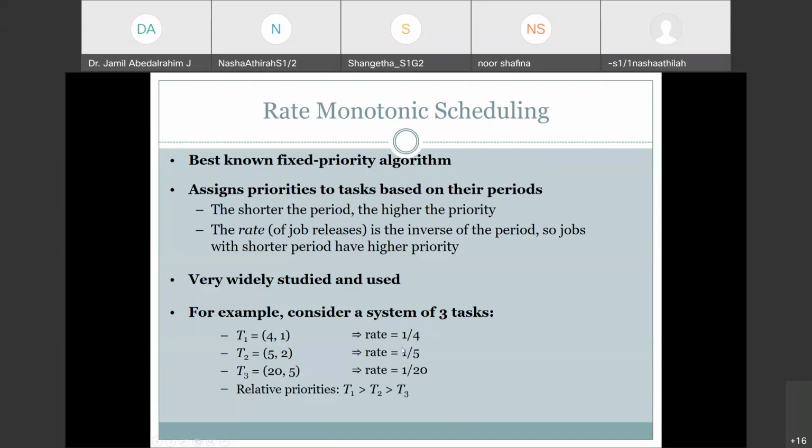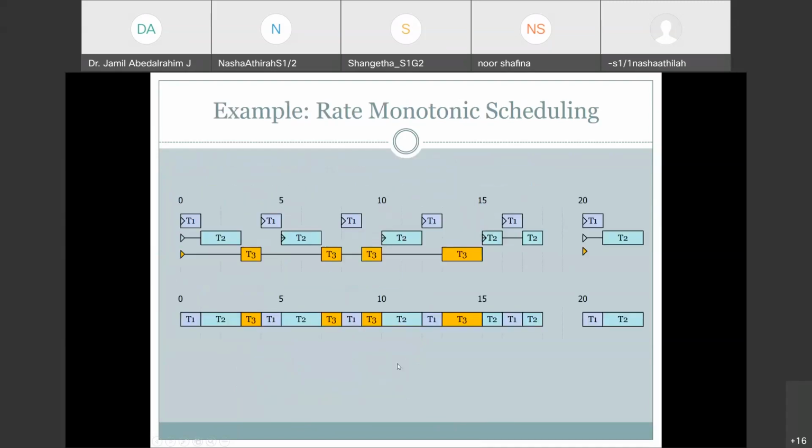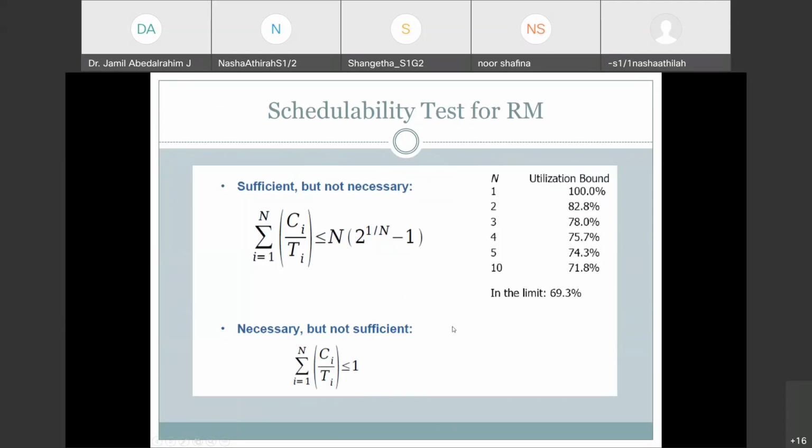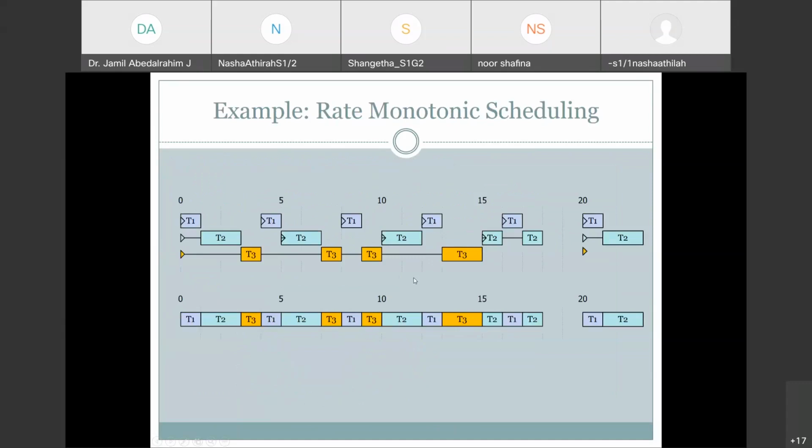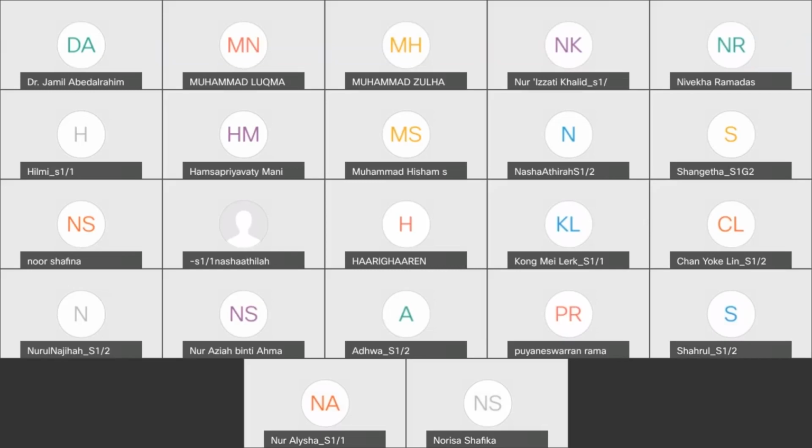And this is how to find the rate. Sorry, this is the rate: 1 divided by 4 here. This is how to check the schedulability test: you divide the capacity by the period. But to find the rate, you divide 1 by the period. Okay, let me show you. Maybe it is not clear how to draw this type of algorithm. Wait, let me show you how to draw.